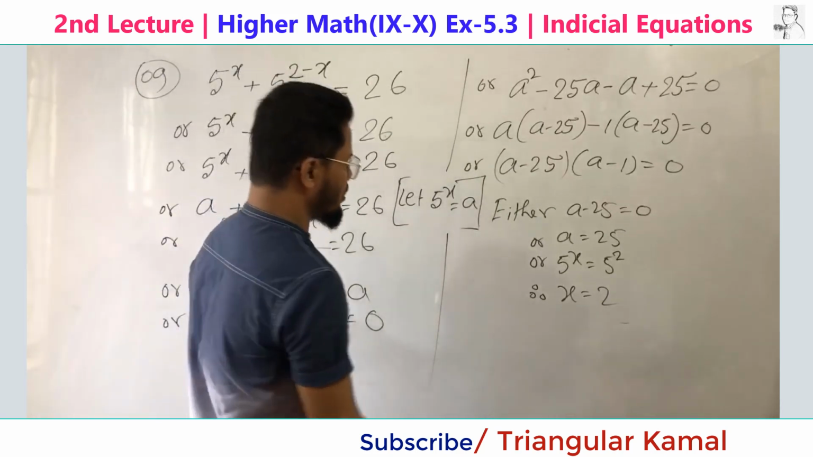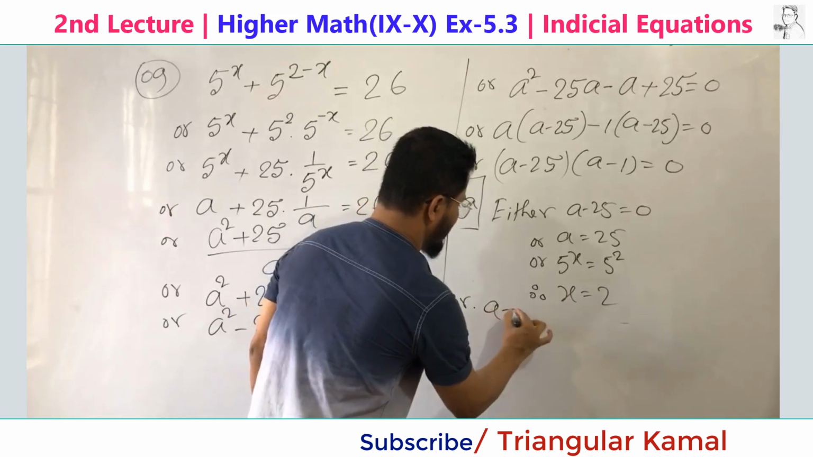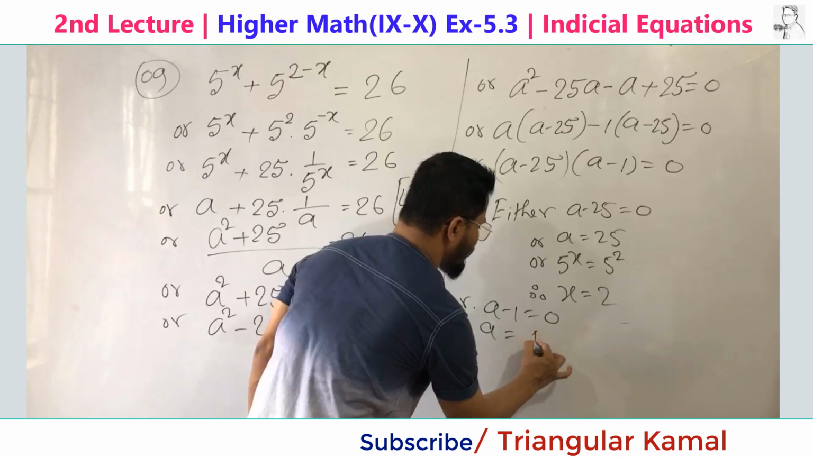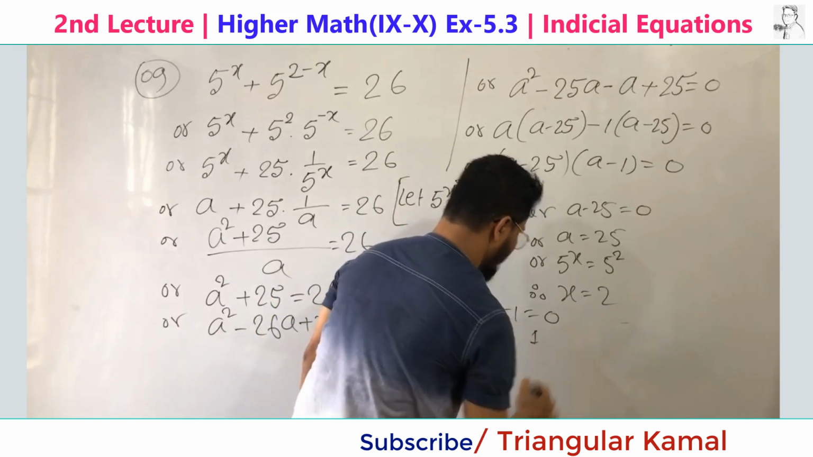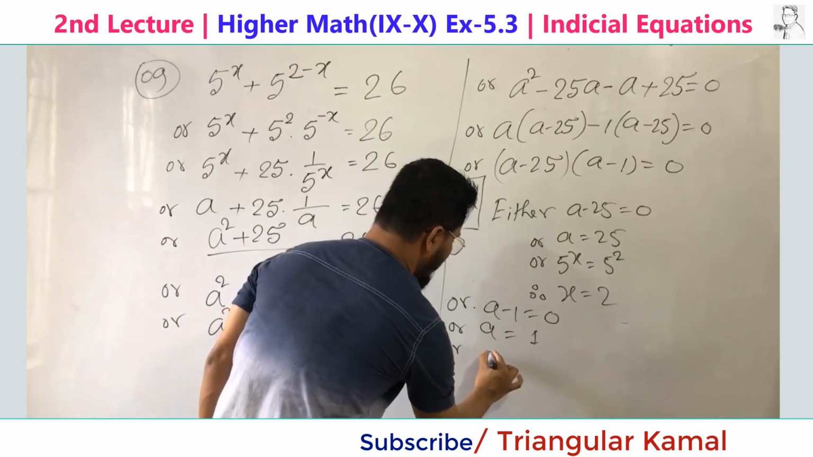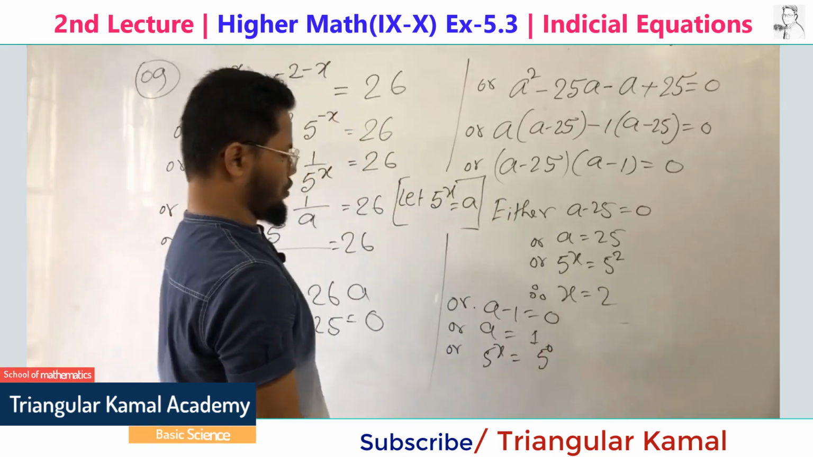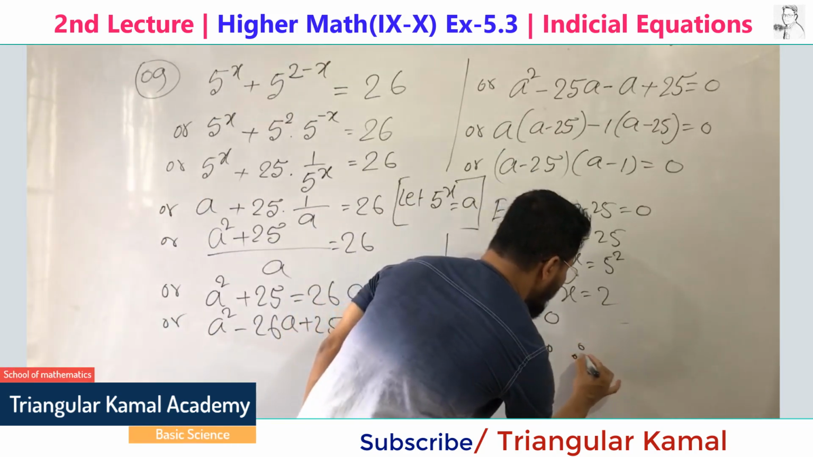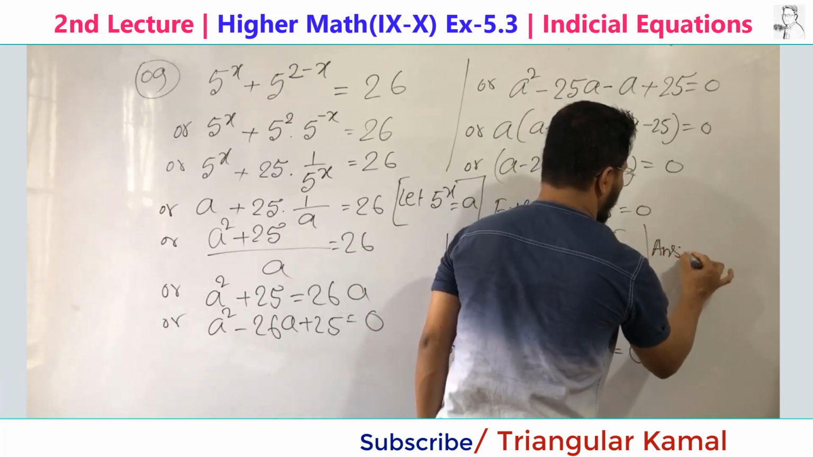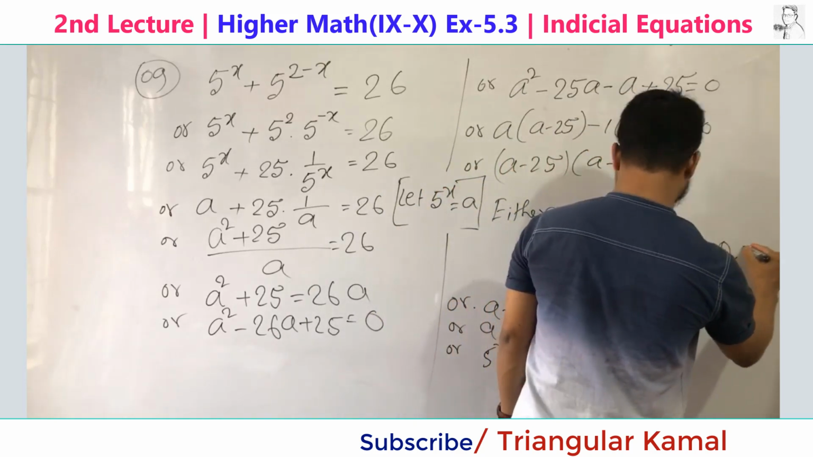Now attention, our second one. Or we can convert this one, a minus 1 equals 0, the second factor, or we can write here a equals 1. You can see the board. A means 5 to the power x equals 1, which means 5 to the power 0. So we can write here x equals 0. So our answer will be x equals 0, comma, 2.